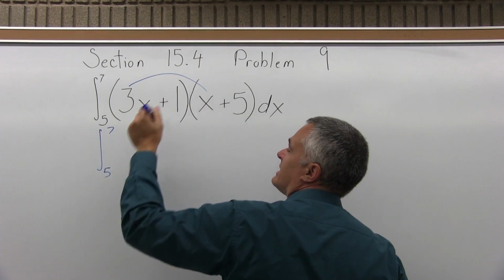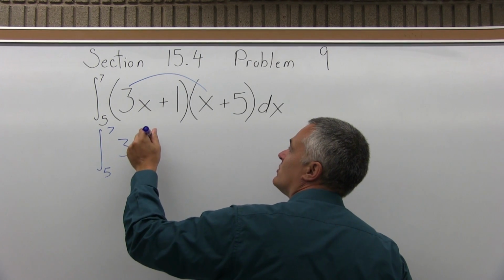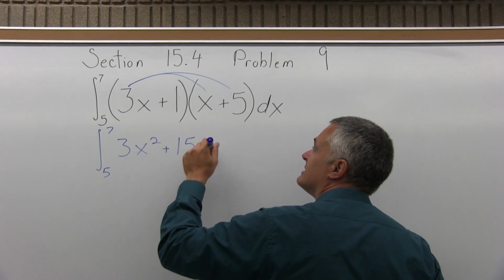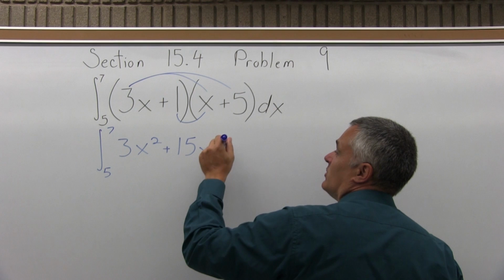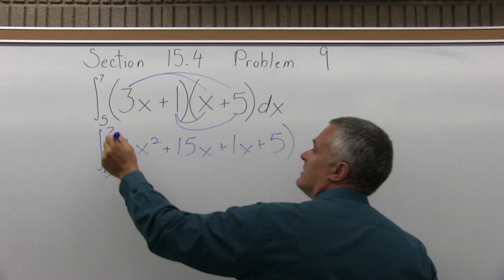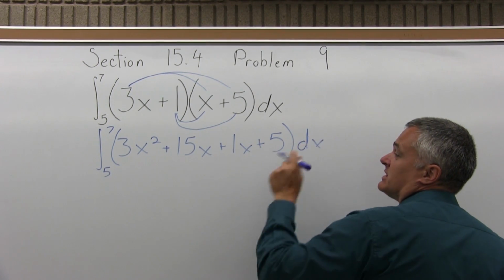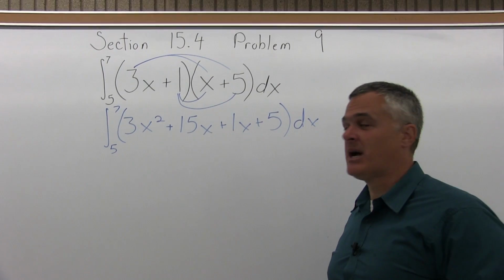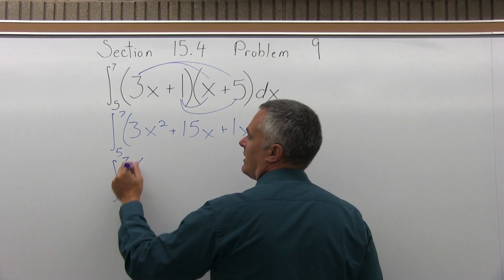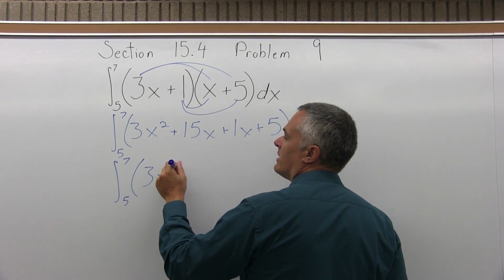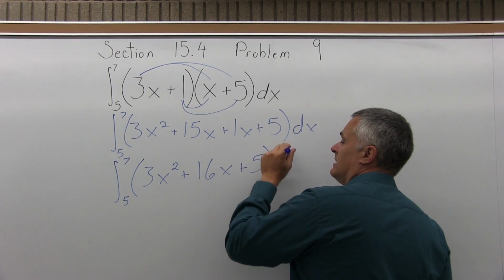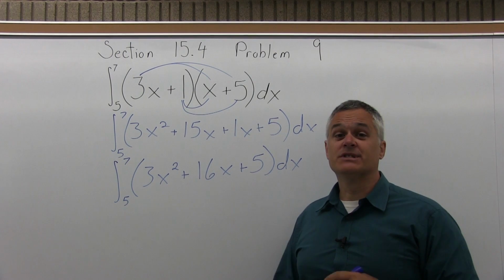Let me multiply: 3x times x will be 3x squared. 3x times 5 will be 15x. Then 1 times x will be 1x. And then 1 times 5 will be 5. So now I have a couple of like terms in the middle, the 15x and the 1x, that I can combine and make a 16x. So I have the definite integral from 7 to 5 of 3x squared plus 16x plus 5 dx.